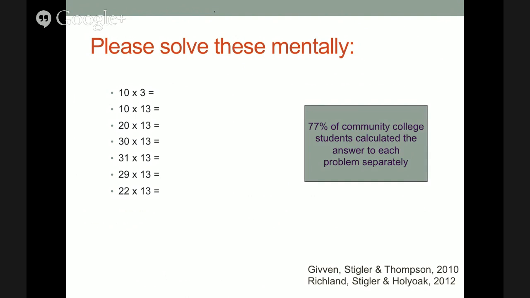77% of community college students calculated the answer to each one separately, so 10 times 3 and wrote it out, 10 times 13 and wrote out the whole thing. So this suggests that they're not seeing math as a relational structure where you can use one problem to solve another one. And when you ask why, not about this problem actually, but about other ones, they'd say things like, I don't know why it's done like that, it's just the way I was taught to do it, and I always did it like that. I don't know the answer to that, though. So they don't think about math as something you can reason about. So this is something that we're really organizing now.